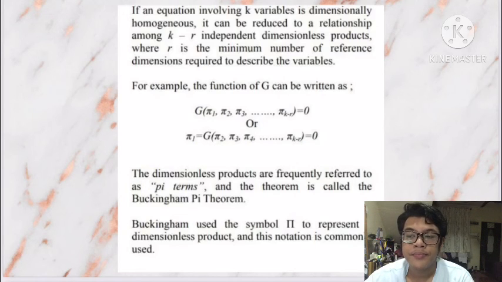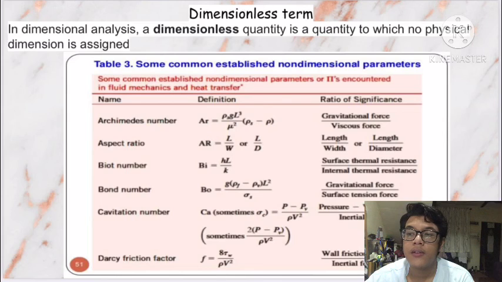So the last part is about dimensionless terms. In dimensional analysis, a dimensionless quantity is a quantity to which no physical dimension is assigned. So these are tables of some common established non-dimensional parameters that you can refer to. Actually, there are more than what I have inserted in this part, but you can refer to this. So I think that's all for this assignment.